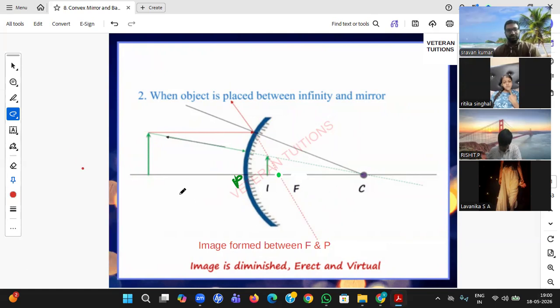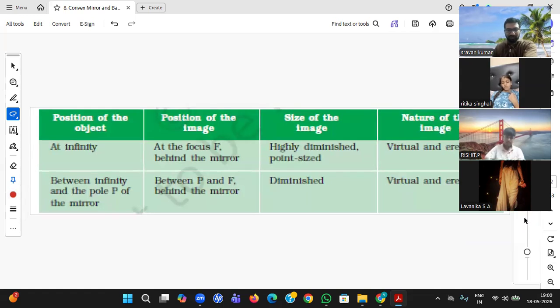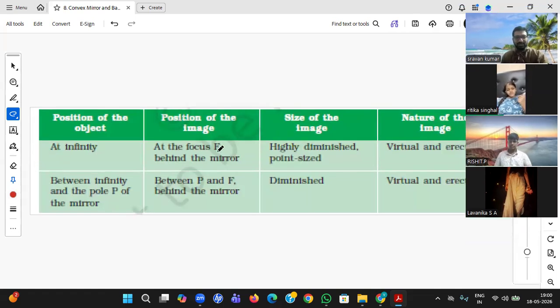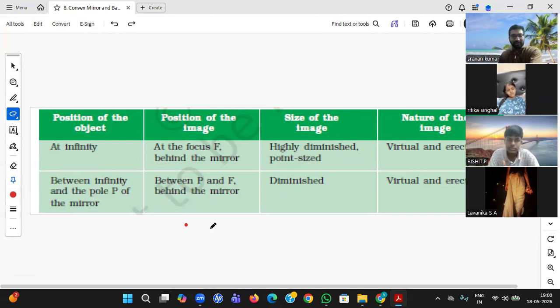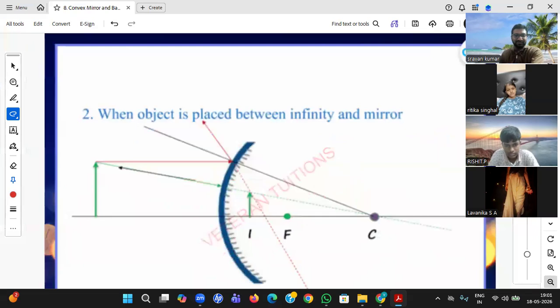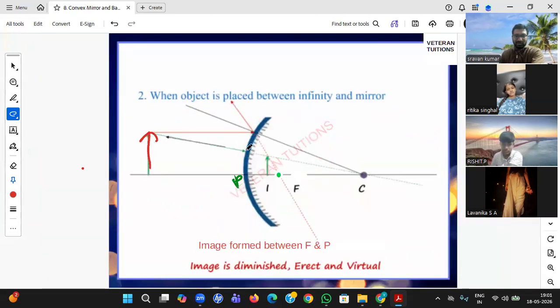Okay, students, understood? Yes, this is what is given in your textbook. At infinity, the position of the image is at the focus, highly diminished or point size, also you can write virtual and erect. From infinity to the pole of the mirror, the image will be between P and F, behind the mirror. You see, this is what she said. Behind the mirror is the word given. He is always taking the object as a reference. Object is this side, so the opposite side of the object will be behind. That's all.